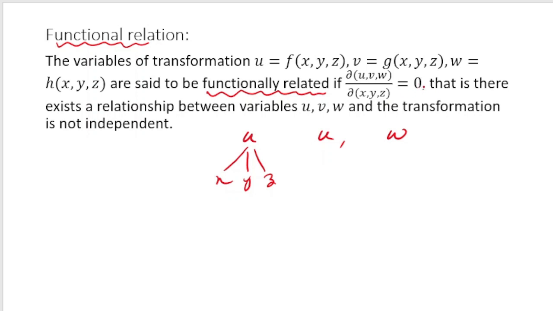If this is equal to 0, it means that there exists a relationship between u, v and w, and the transformation is not independent. Means u, v and w are related, they are not independent, right? I hope you have come across this kind of concept in the rank of the matrix, in the Wronskian also. So whenever it is 0, you say it is dependent. So here the Jacobian is becoming 0, so you are saying that these variables u, v and w are dependent.